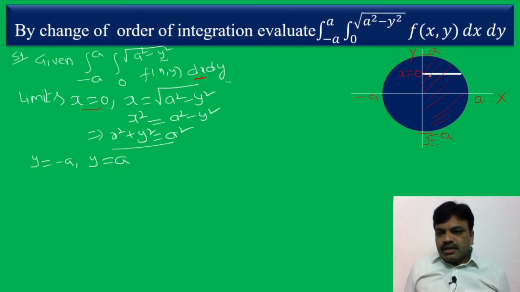That means here x is equal to 0, and the other end is x equal to the square root of a squared minus y squared. One end is x equal to 0, the other end is x equal to the square root of a squared minus y squared. Now we slide the strip from y equal to minus a to a, so it covers this region.